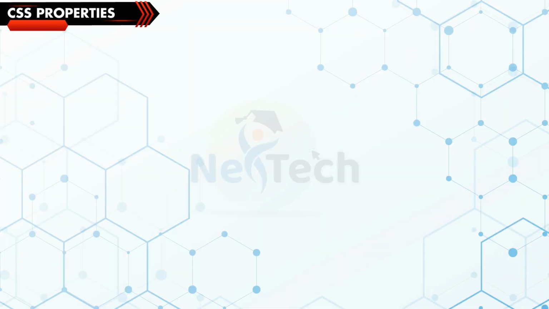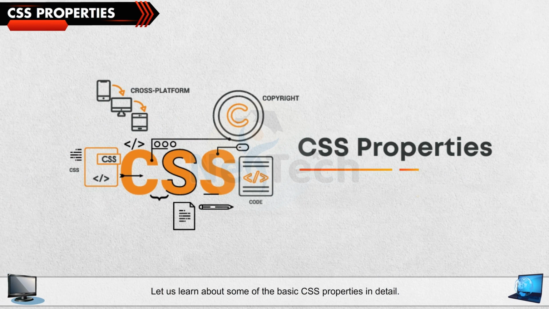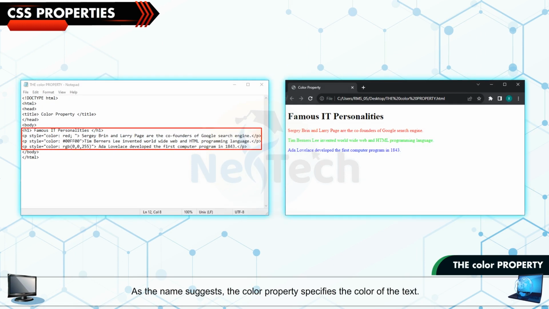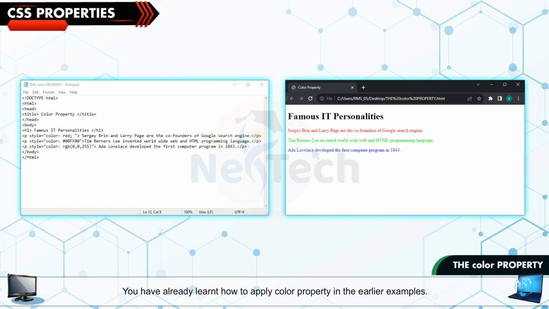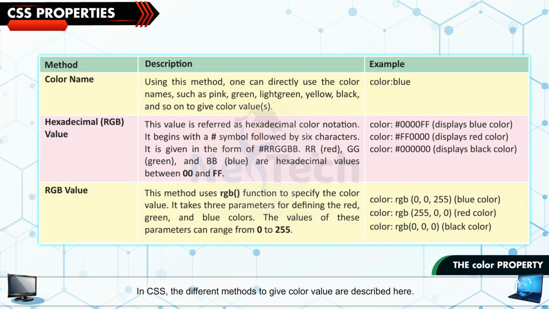CSS properties. CSS provides various properties for customizing the appearance of different elements on a web page. Let us learn about some of the basic CSS properties in detail. The color property. As the name suggests, the color property specifies the color of the text. You have already learned how to apply color property in the earlier examples. Syntax. In CSS, the different methods to give color value are described here.